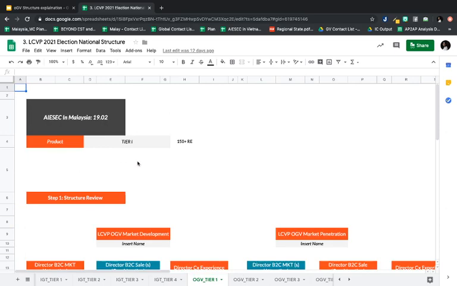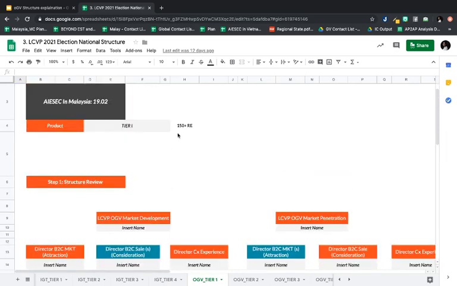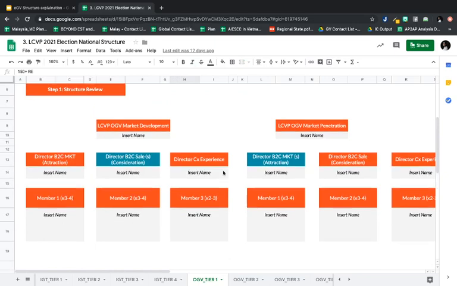Okay, so first of all, with tier 1, the realization goal of the whole year should be more than 150 realizations. So the structure should have two RFCVP oGV. One RFCVP oGV tackles developing market, and one focuses on penetrating market.